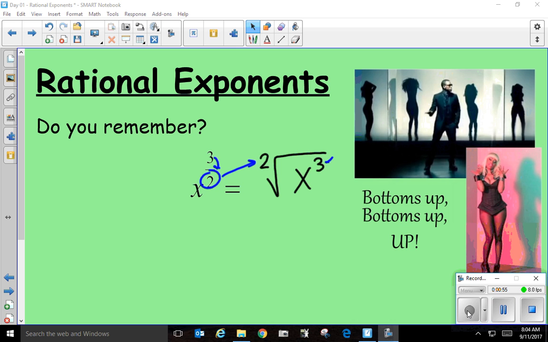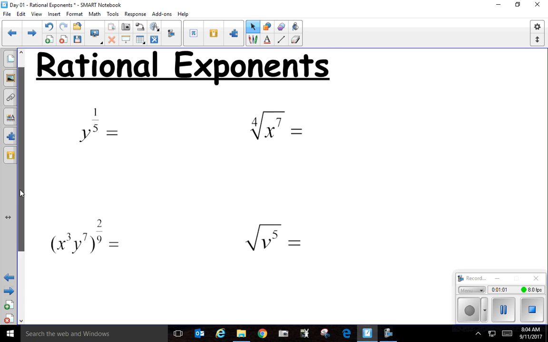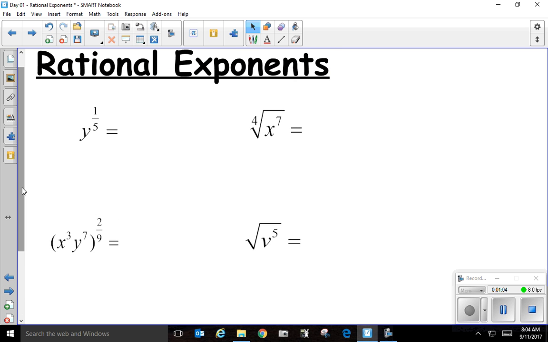Easy, right? So why don't you see if you can convert, just the 4. See if you can convert the ones that have fractions to radical expressions, and the ones that have radicals to expressions that have rational exponents, those fractions in the exponents, all right? Go ahead.